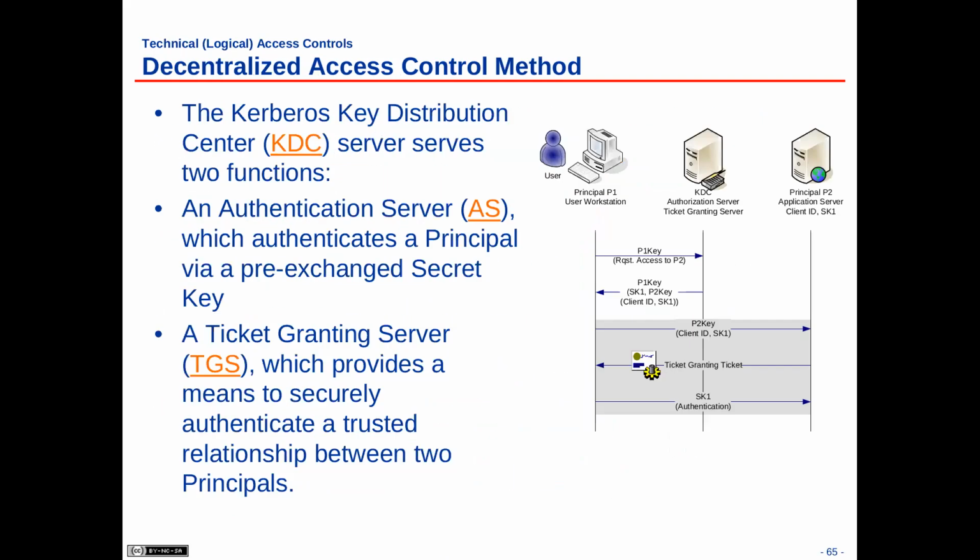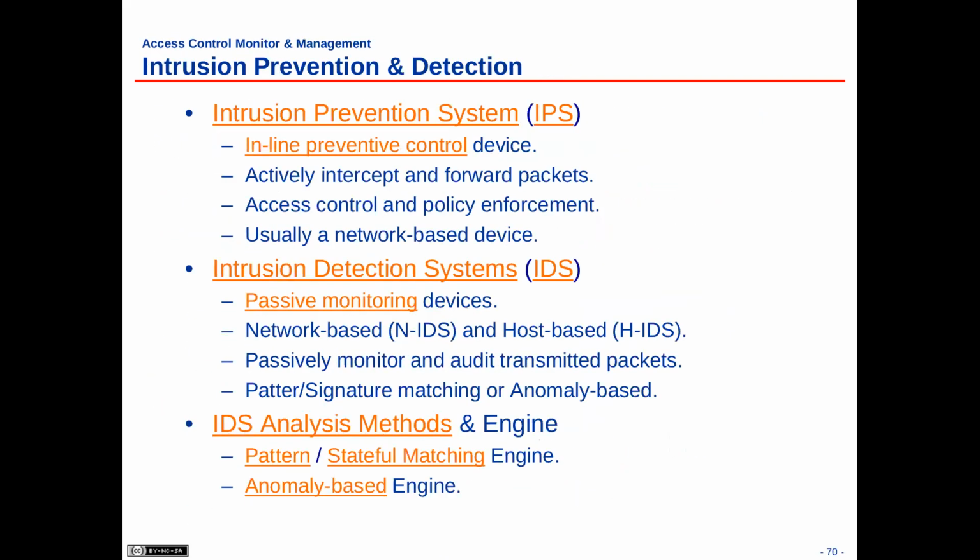And so we're going to go through this. All right, there are a number of different items. You have the intrusion prevention system, the intrusion detection system, the IDS analysis engine. IPS intercepts and forwards packets, and it's usually a network-based device. With IDS, you have host-based and network-based. There's something we're going to install called Tripwire, so you can see an example of this. Here you can look at various packets and at anomalies happening within a system or within a network.